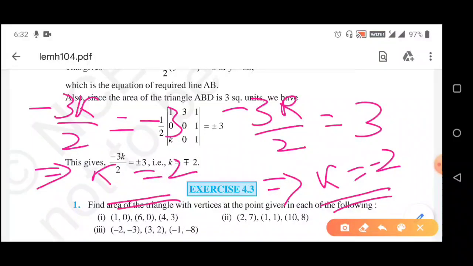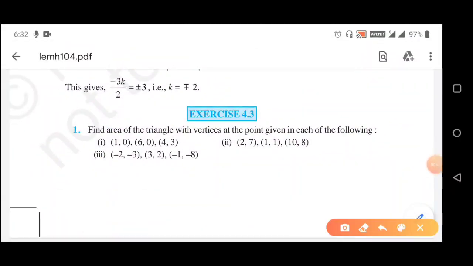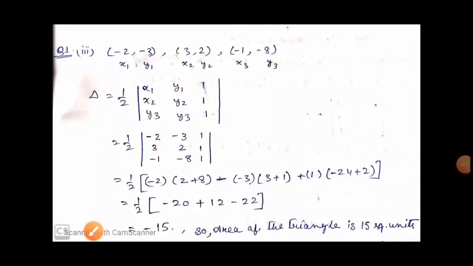Now let's start the exercise. Question number 1 is find the area of the triangle with vertices at the point given in each of the following. So here 3 questions are given. So let's do question number 3. So this is question number 3 of question number 1. Here the points are (minus 2, minus 3), (3, 2), (minus 1, minus 8).